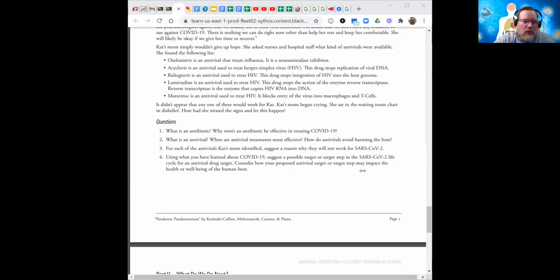And again, you can read through for number 3 for each of the antivirals why they won't necessarily work for COVID. And again, these could be somewhat subjective. Just use your own background that you have. Again, I don't want you to feel like you need to go too far. And then again, using what you've learned about COVID, possible targets or target steps, consider the life cycle of COVID.